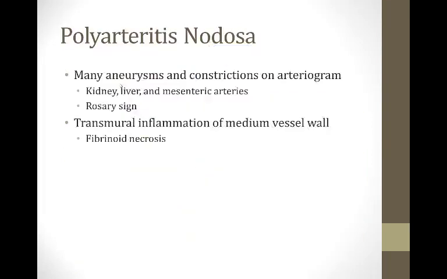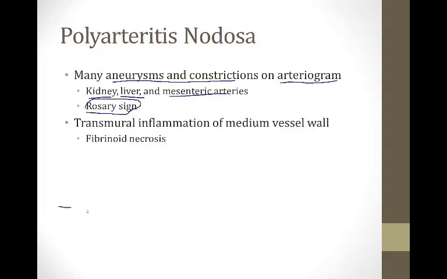Just like in Kawasaki's disease, polyarteritis nodosa can lead to aneurysms and constrictions of arteries that you can see when you do an arteriogram. What's different is that in polyarteritis nodosa, you usually see the aneurysms in the kidney and the liver and the mesenteric arteries and not in the coronary arteries. There's a classic sign on an arteriogram called a rosary sign.